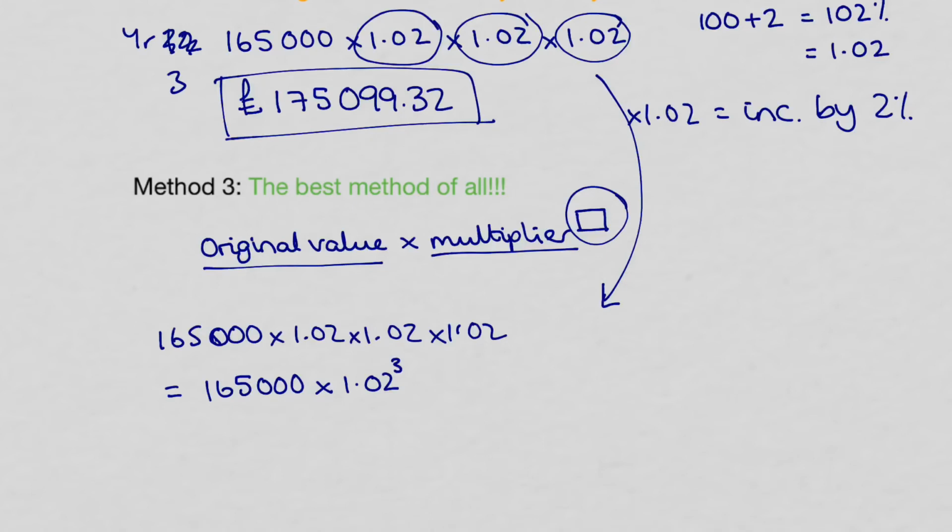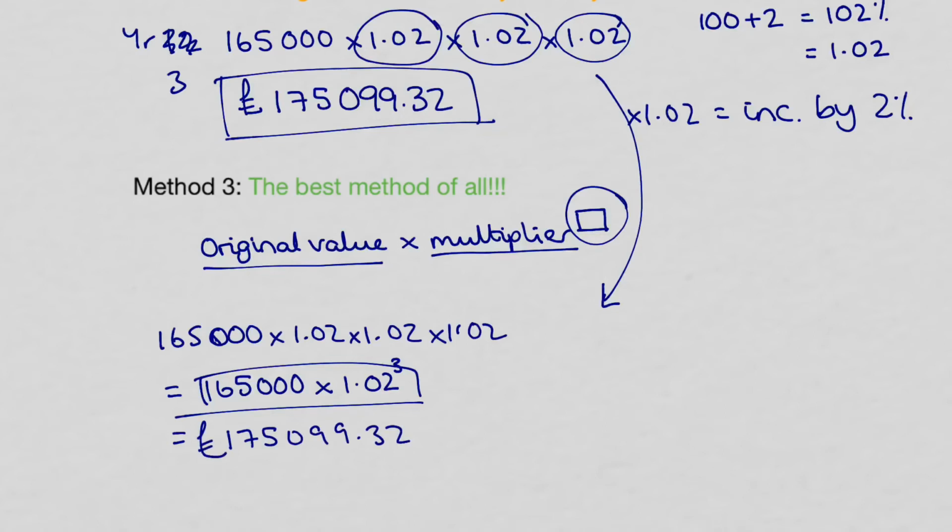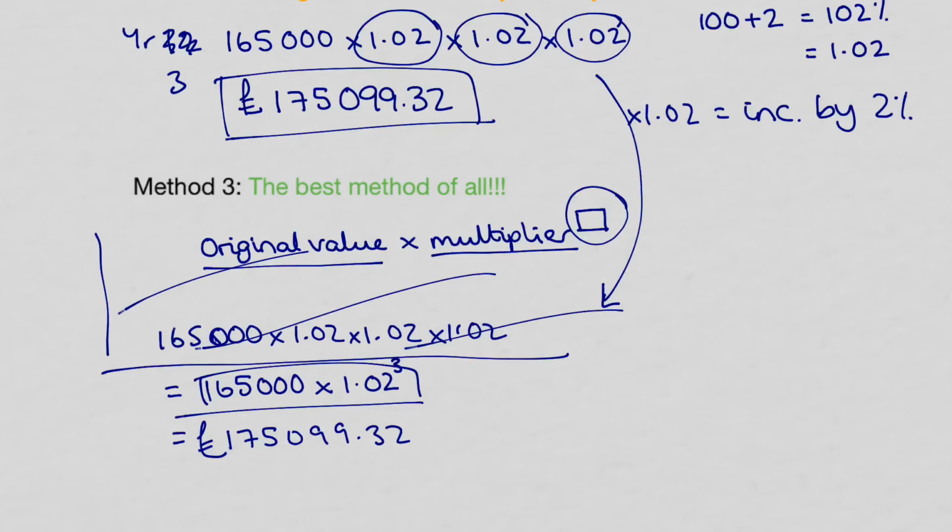Okay, so if we just simply work this out on the calculator, 165,000 times 1.02 to the power 3, you get straight to 175,099.32. Okay, and none of this other stuff needs to be included. It's only this bit here that you need.